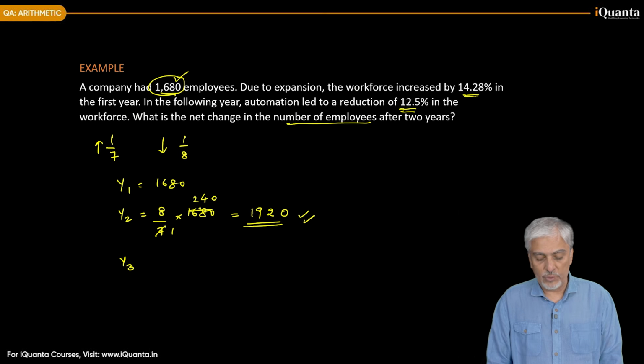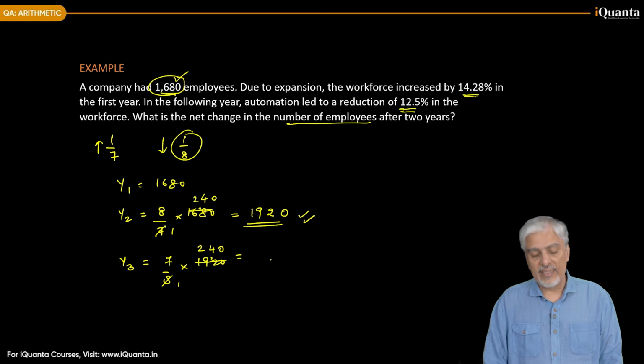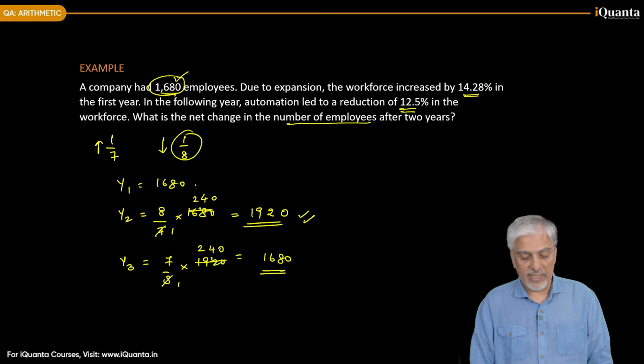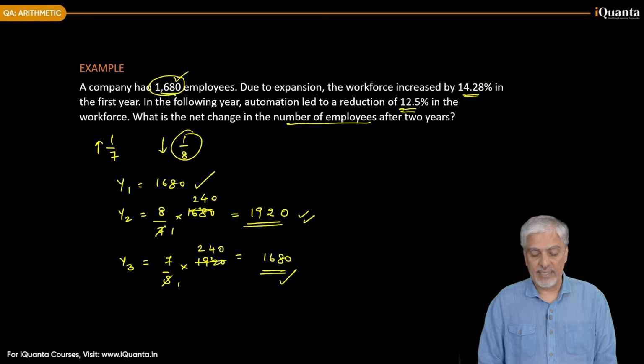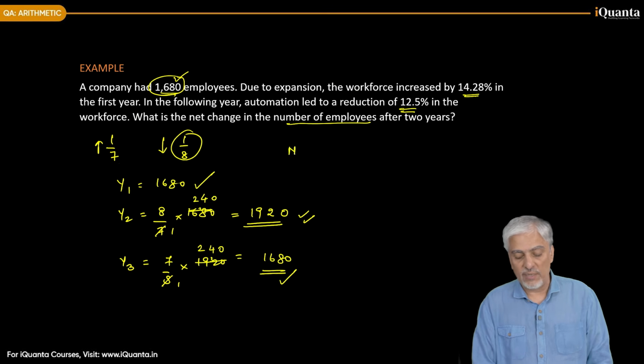What will happen in year 3? It is a decrease of 1 by 8. So it will become 7 by 8. So it will become 7 by 8 of 1920. 8 1s are 8 to the 16. And it again becomes 1680. So what happened? We started with 1680, we got 1680. So what is the net change in number of employees? The net change was 0.